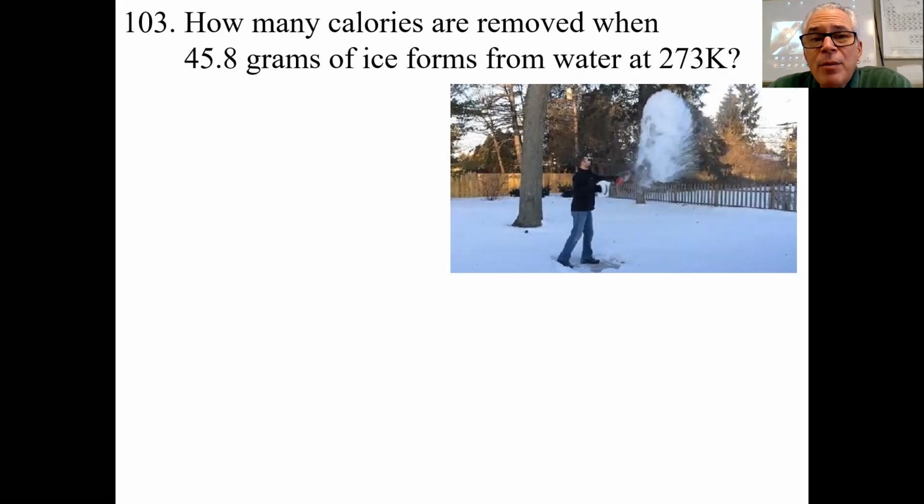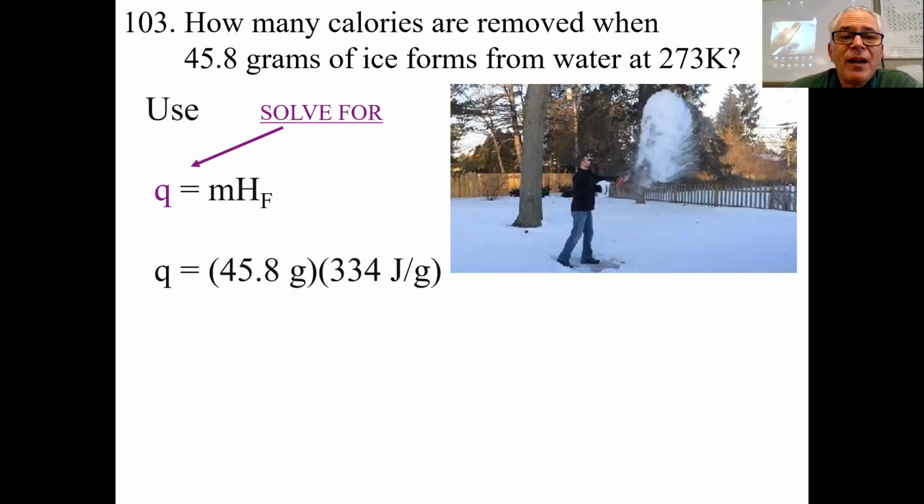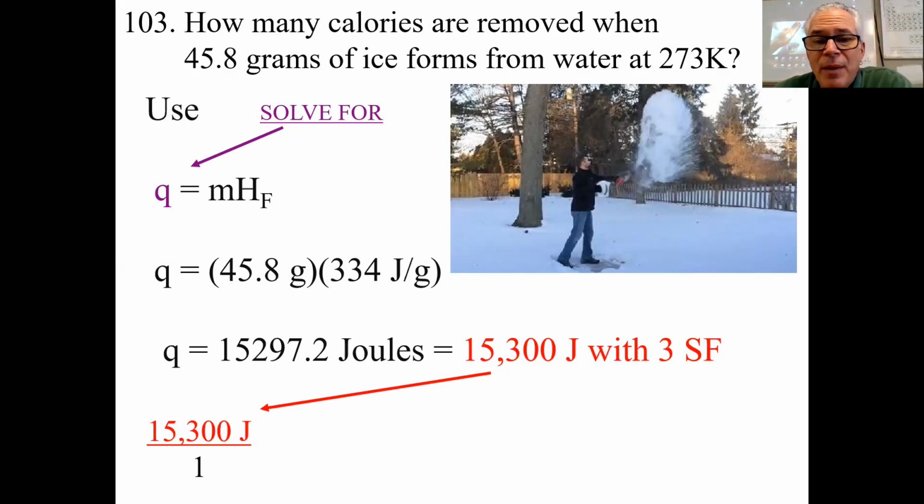All right, couple things. We're going to make ice. We're going to freeze water. We're going to use the Q equals mHf formula. We're going to get the answer to come out in joules, but then we got to convert it. So here we go. Q equals m times Hf. How many joules on it? Well, we got the grams, and we got the heat of fusion constant. And with 3 significant figures, the answer comes out to be 15,300 joules.